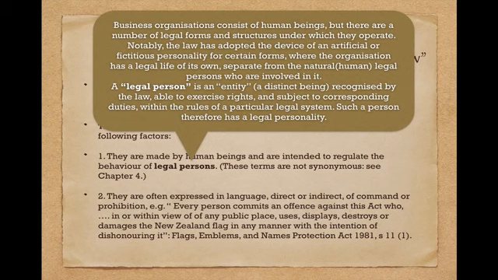The legal person, or the name that we use, is a separate person to what we are. It's not a human being. And it goes on a bit further. A legal person is an entity, a distinct being recognized by the law, able to exercise rights and subject to corresponding duties within the rules of a particular legal system. Such a person, therefore, has a legal personality.